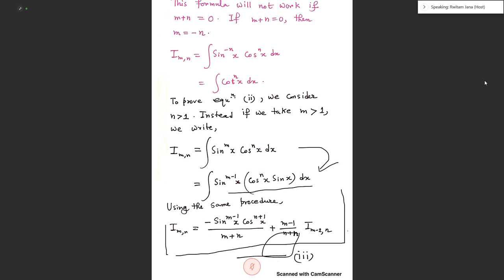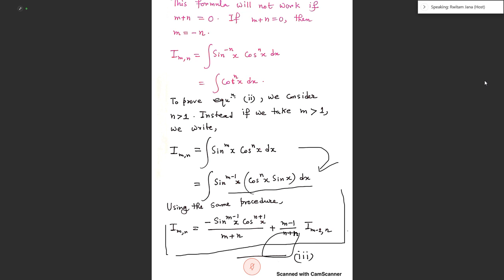I suffix m comma n is equal to minus sine to the power m minus 1 x cos to the power n plus 1 x divided by m plus n, plus m minus 1 divided by m plus n, into I suffix m minus 2 comma n. This is one of the reduction formulas which I have written in equation number 3, for m greater than 1 instead of n greater than 1.